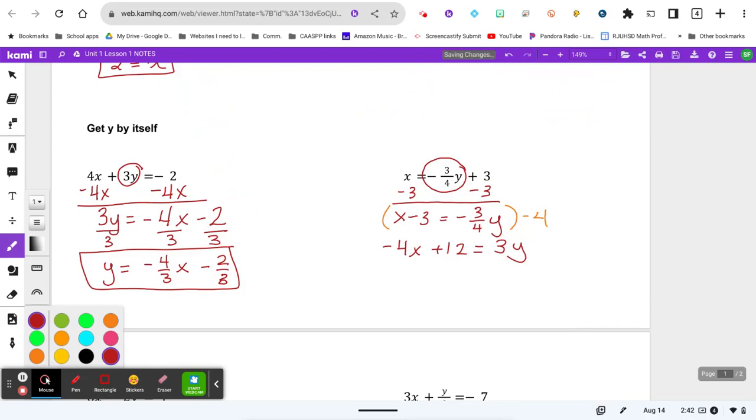And now this is a much easier problem. We're going to divide everything by 3. Remember, equations are like little kids. If one gets something, they all will do. So we're going to get negative 4/3 x plus 4 equals y. And you're going to continue doing that.